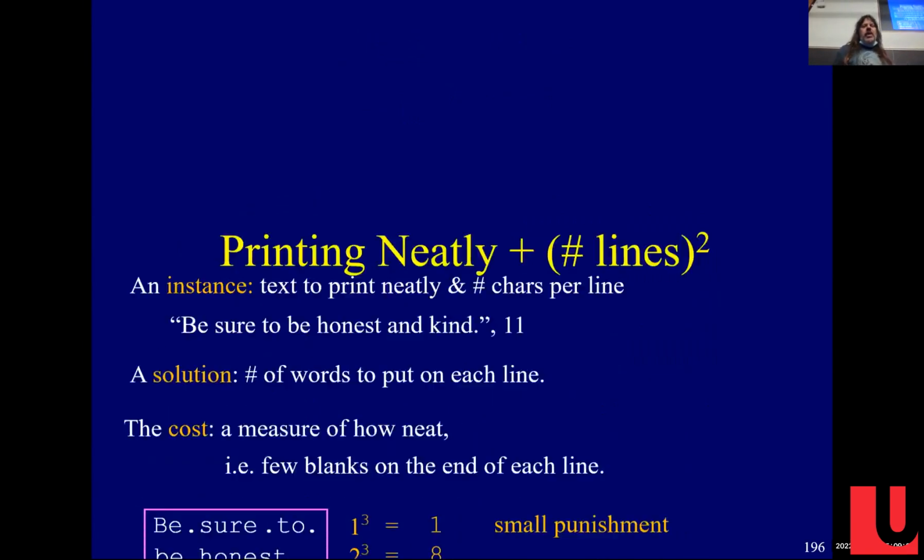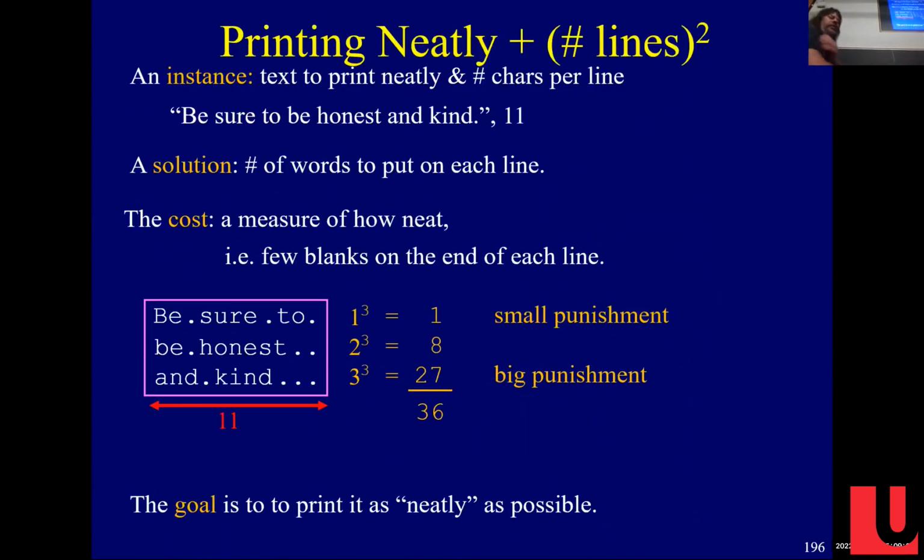You really don't. All right, so what are we doing? It's the same problem as before. Our instances are these words. Our solution is how to turn each on each line. Our cost before was the sum of the cubes of the spaces on the end, right? And we're going to add in, hey, I don't want a lot of lines. I want it to be neat, but I'm going to reward you for having fewer lines.